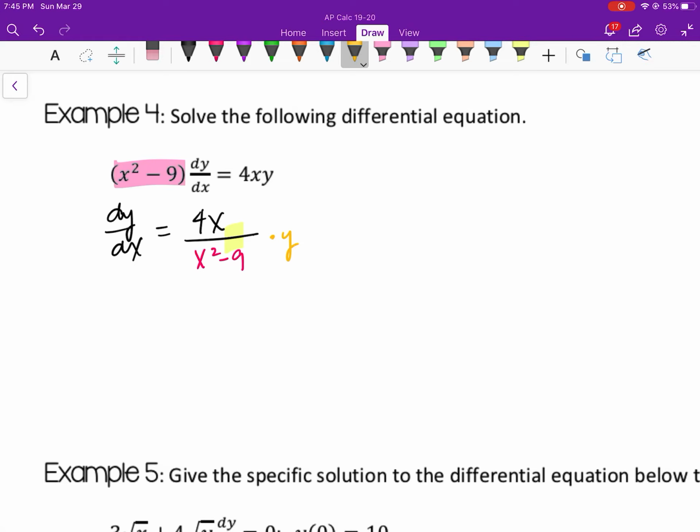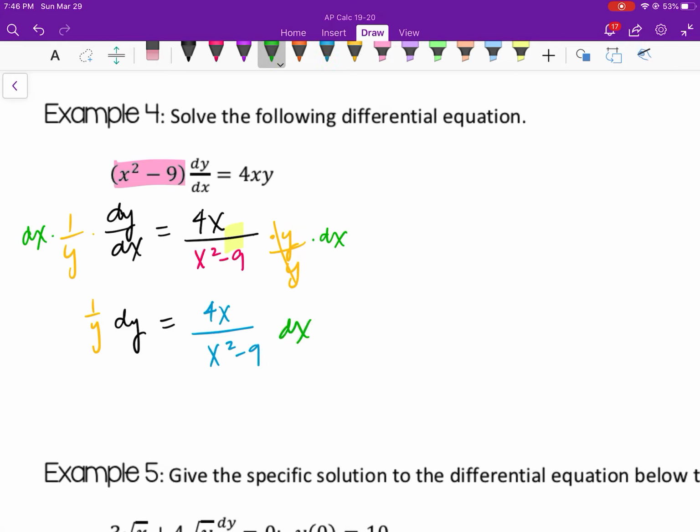So we can technically move that out to the side, right? So then it's a little bit easier for us to see, if we want to move it to the left, we're just going to end up dividing by it. So then we take both sides times 1 over y, remember, is a common way that we're going to think about that. dy, and then how would we be getting rid of dx? Multiplying both sides by it. So we would have 1 over y dy equals 4x over x squared minus 9 dx. Now our variables are separated.